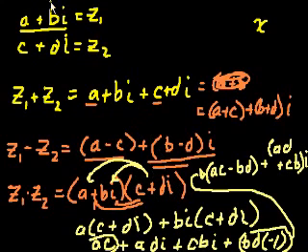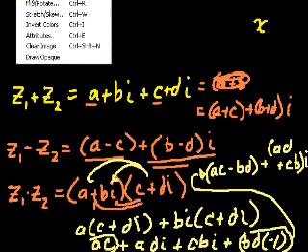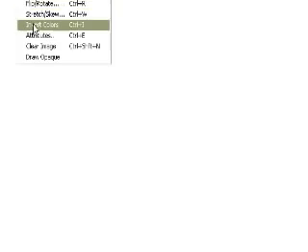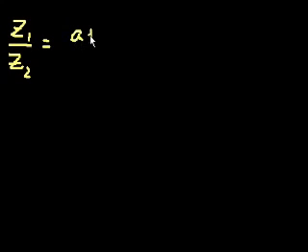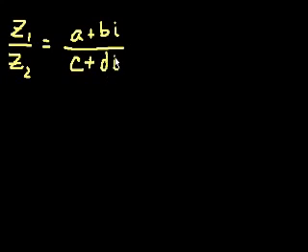Now the last operation, when you divide complex numbers, this gets a little bit interesting and maybe a little unintuitive. So what happens if I divide z1 by z2? So once again, that equals a plus bi divided by c plus di. How do I divide this?